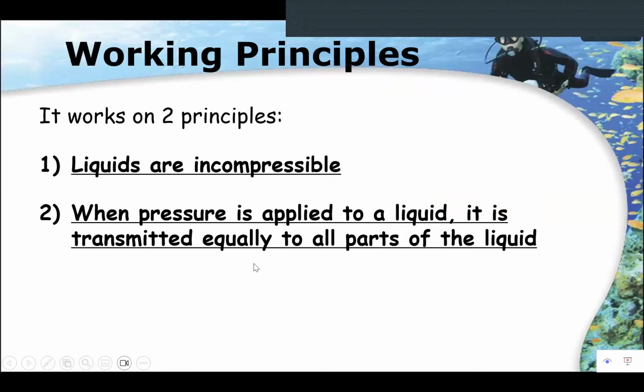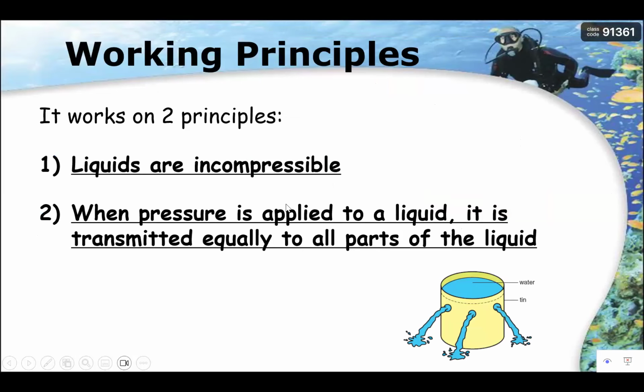To recap a little bit, it works on two principles. Liquids are incompressible, and when pressure is applied to an enclosed liquid, it will be transmitted equally to all parts of the liquid. A hydraulic system usually works with oil, because oil is a liquid and it's also a good lubricant. It doesn't work well with air, because as you push it down, the air gets compressed, so the pressure won't be transmitted equally to the other side of the piston.